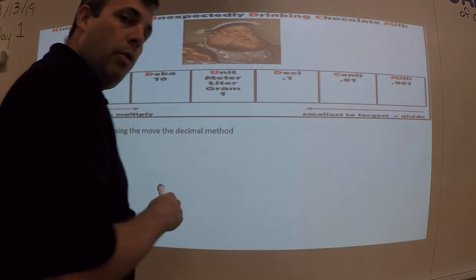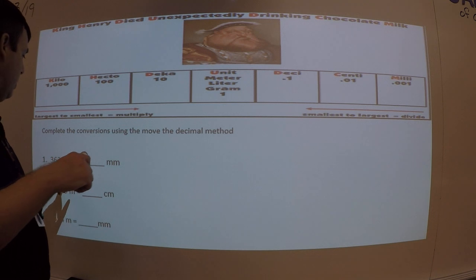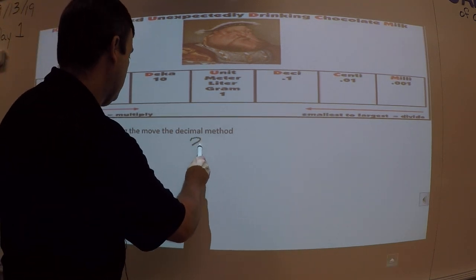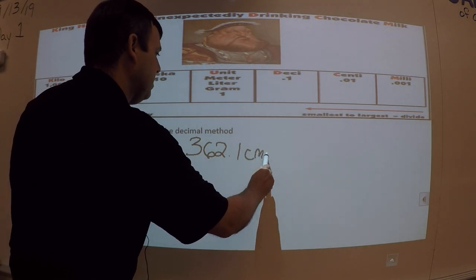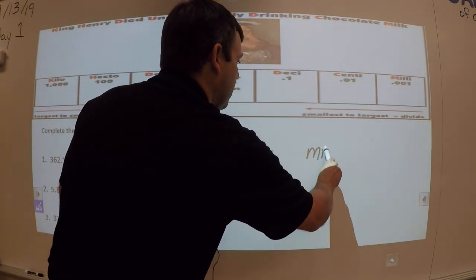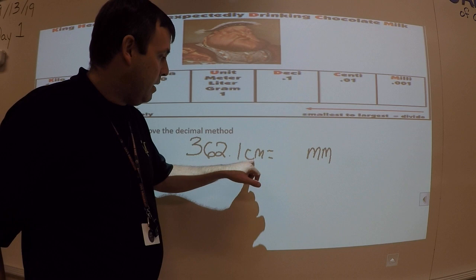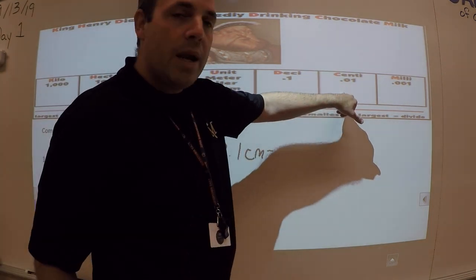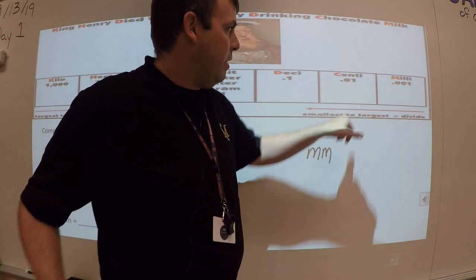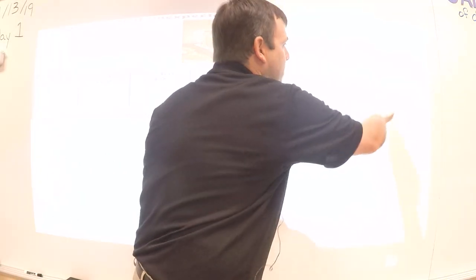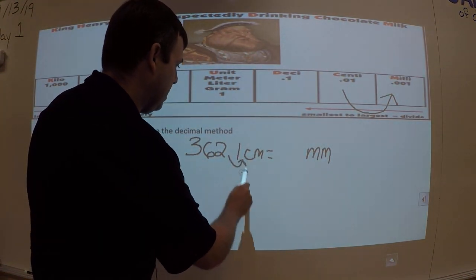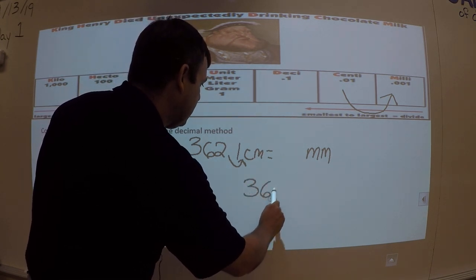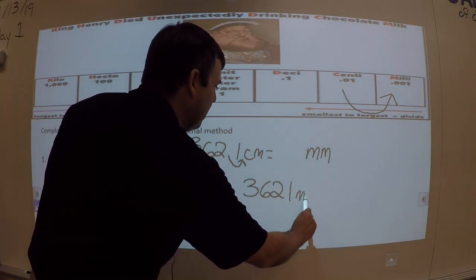So let's start with number 1 here. 362.1 centimeters equals how many millimeters? Where am I getting onto the train station? The centimeter station. It's right here. Where am I getting off? Millimeters. I'm going 1 trip to the right. The decimal point is going to travel 1 trip to the right. So this gives me an answer of 3621 millimeters.